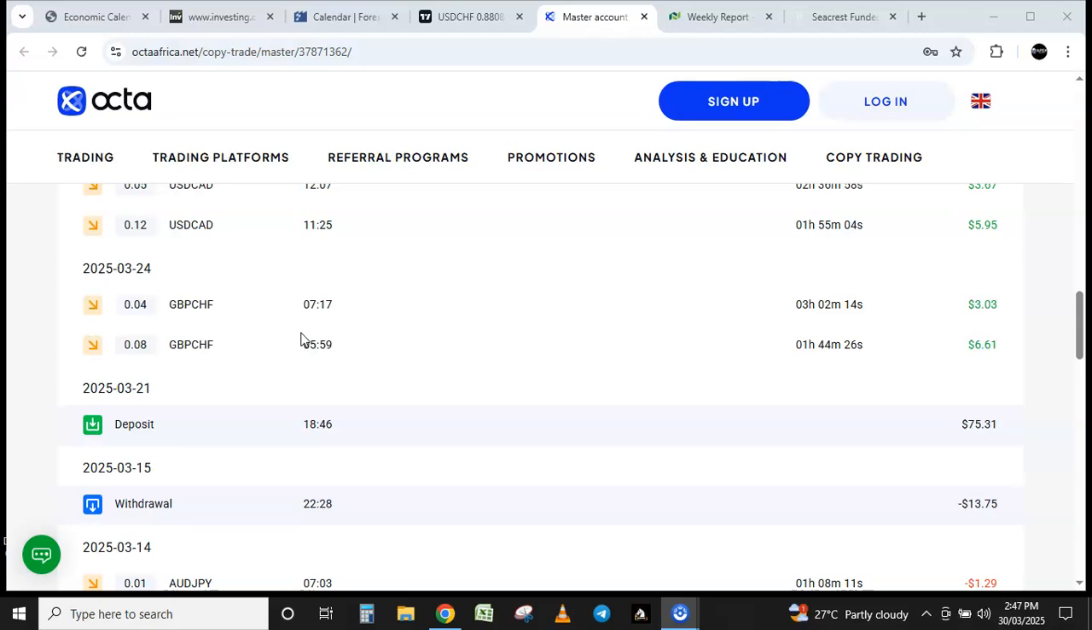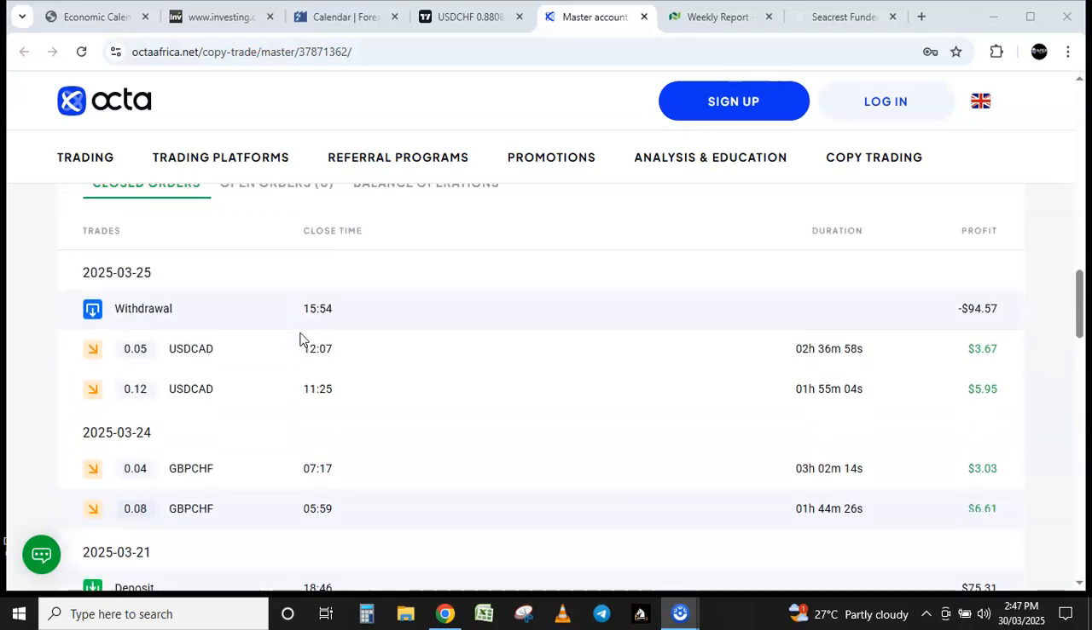That 24th happened to be on Monday, so we started pretty well. On Monday, we had an opportunity at a time to sell GBP chips, so we sold. It came out positive. We had another opportunity.